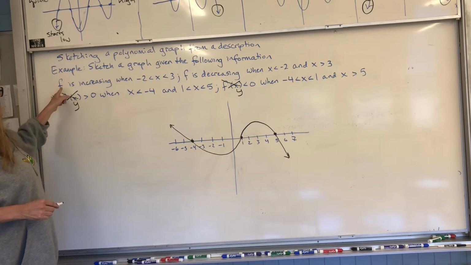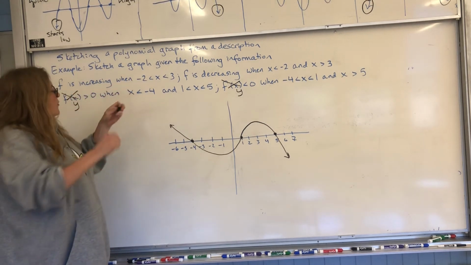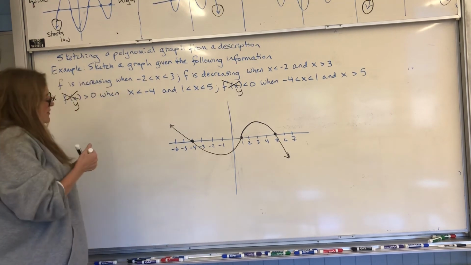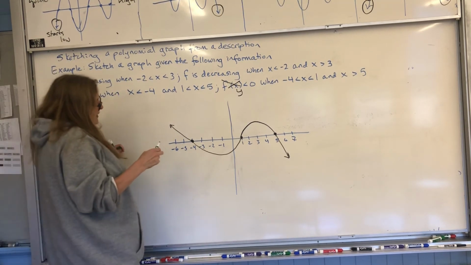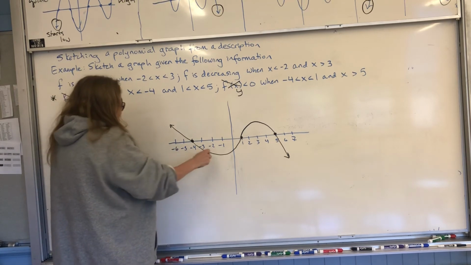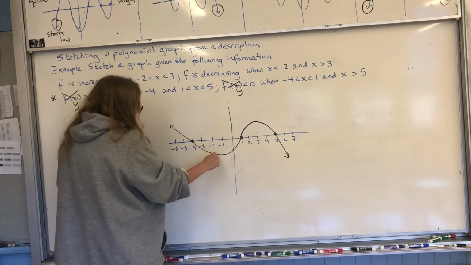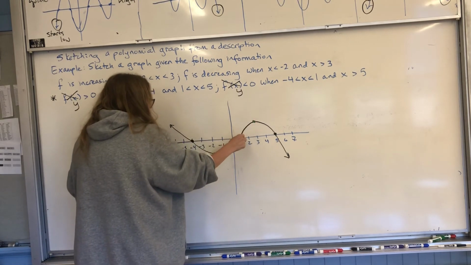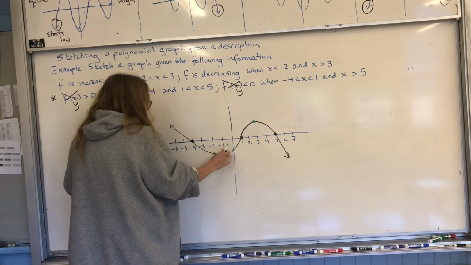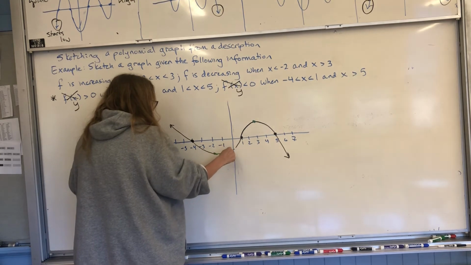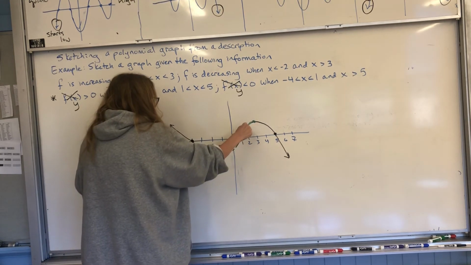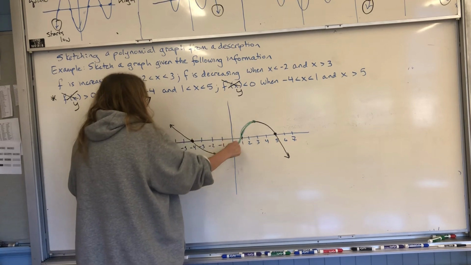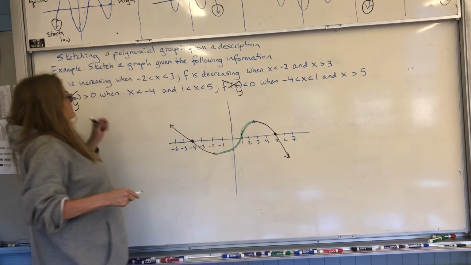It tells me that f is increasing when x is between -2 and 3. Okay, so that means I have to have an increasing graph from -2 up to 3. So maybe I need to adjust this a little bit. Maybe not too much. Okay, that's an increasing graph between -2 and 3. So I did that in green.